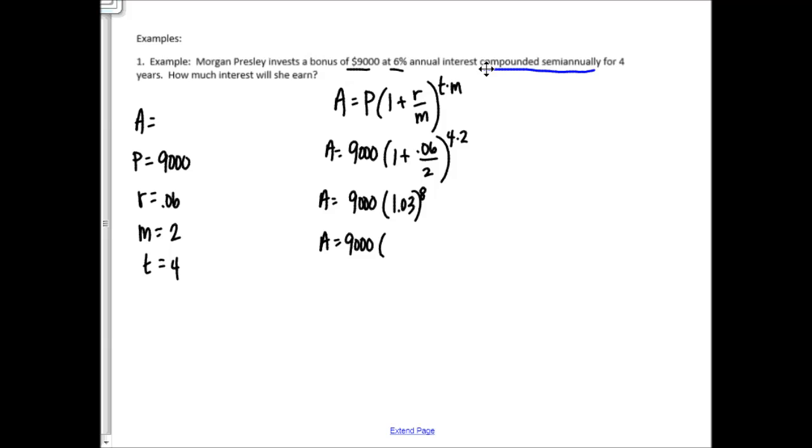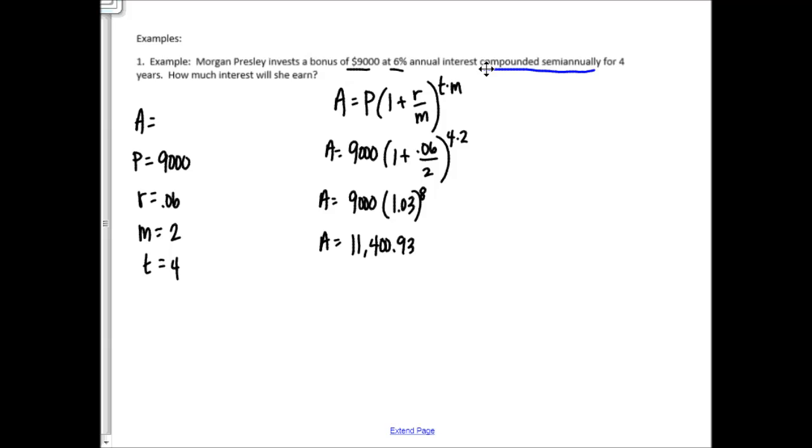Alright, so then I raised that to the 8th power, and I didn't actually keep them separate. I raised it to the 8th power and then multiplied it by 9,000. I got 11,493. Now, make sure that you answer the question.